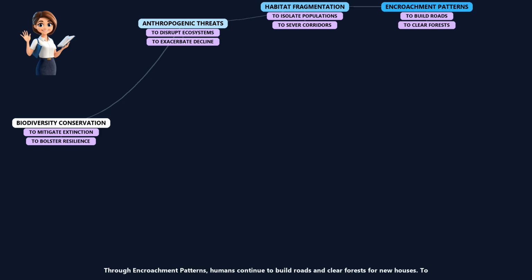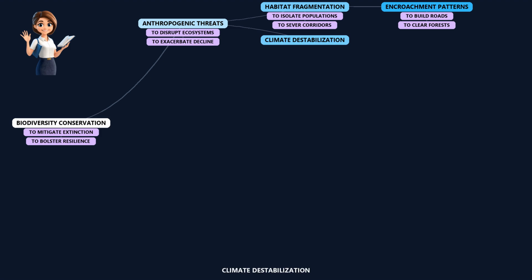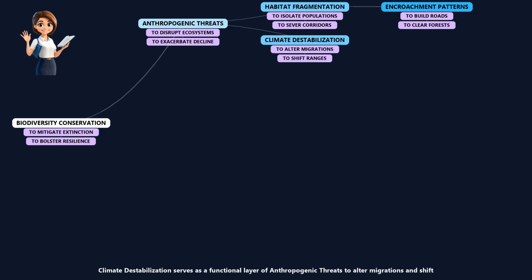Encroachment patterns. Through encroachment patterns, humans continue to build roads and clear forests for new houses. To put it simply, we are taking over the land where animals used to live. Climate destabilization. Climate destabilization serves as a functional layer of anthropogenic threats to alter migrations and shift ranges for many birds. Essentially, the changing weather is forcing animals to find new homes because their old ones are too hot or dry.